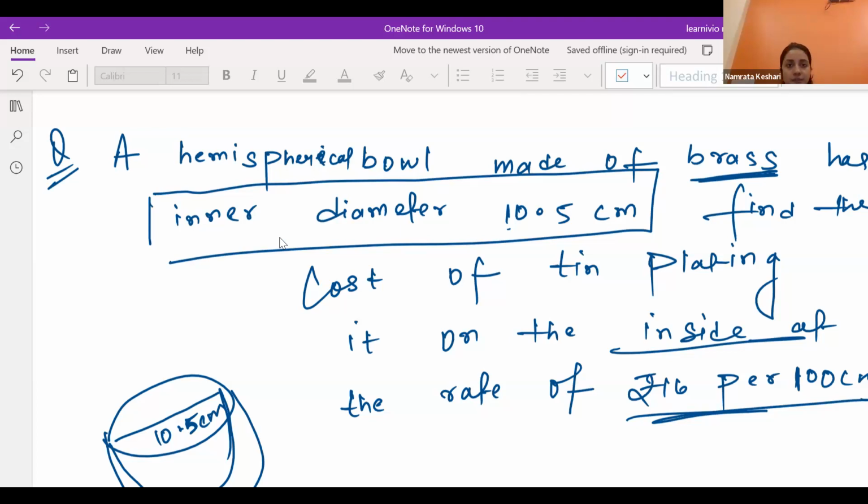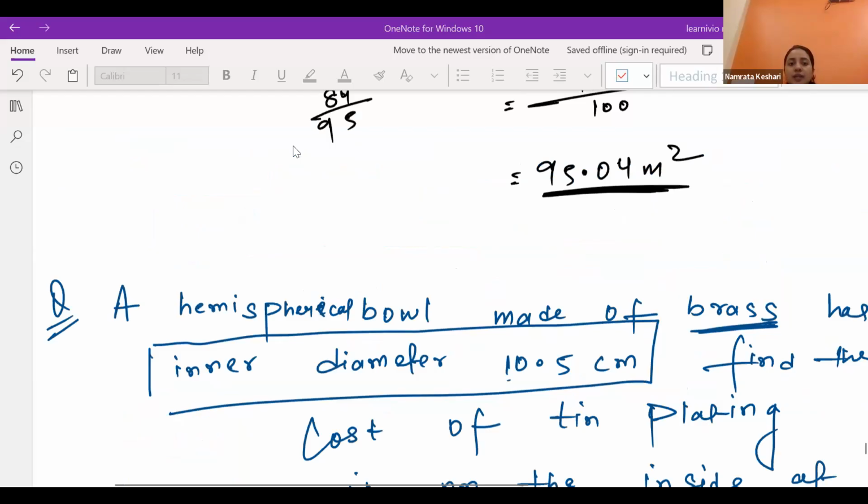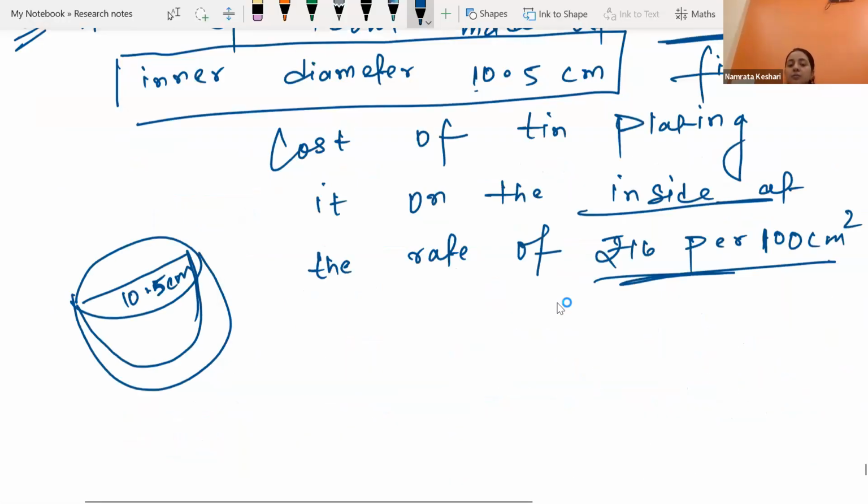Are you getting it? Yes, ma'am. Yes, everyone, are you getting it? Yes, ma'am. Rest of the students, are you getting it? Anam, Arhan, Bharti, Hanan, Samya.